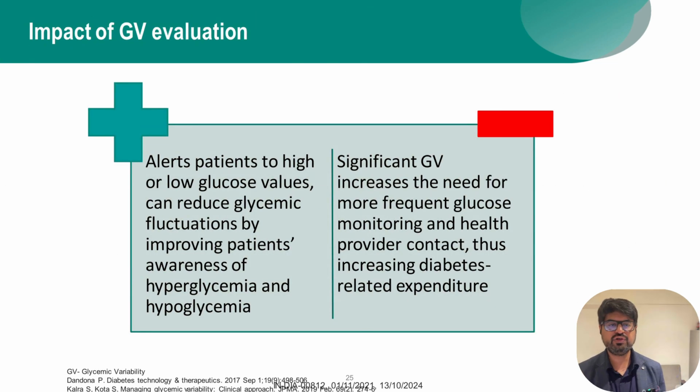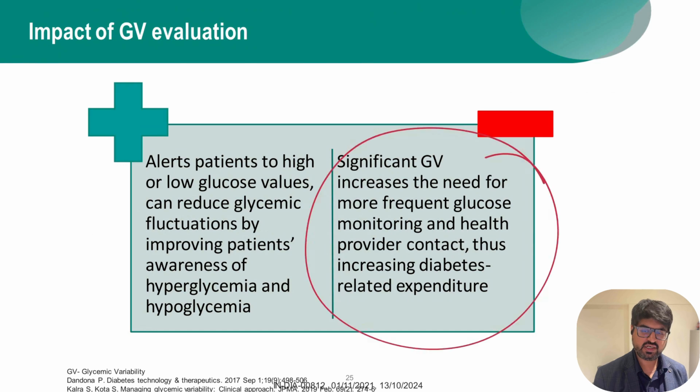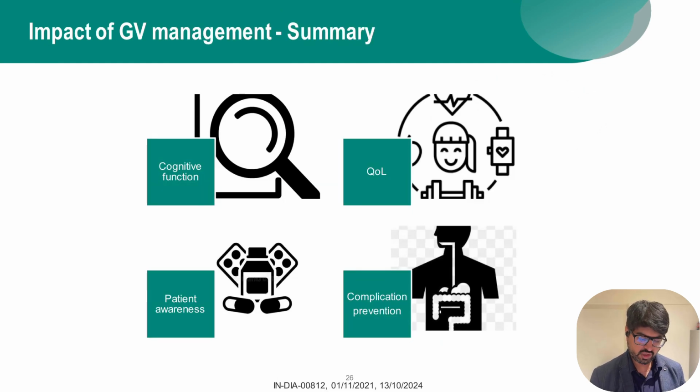Okay, so what is the impact of glycemic variability evaluation? The patient continues to understand that there are periods when the sugars are high and low, right? The only drawback is that you are increasing the patient's burden in terms of cost because you are checking more often. So the negative aspect of checking for glycemic variability is that it increases the expenditure of the patient. Okay, so overall, in summary, what is the impact of glycemic variability? It worsens cognitive impairment, especially when it's high. It worsens the quality of life of the patient, and on the other side, it improves the patient's awareness, and we can then prevent the complications.